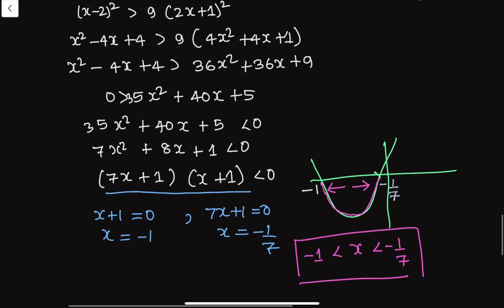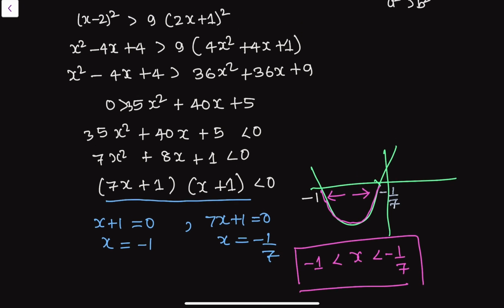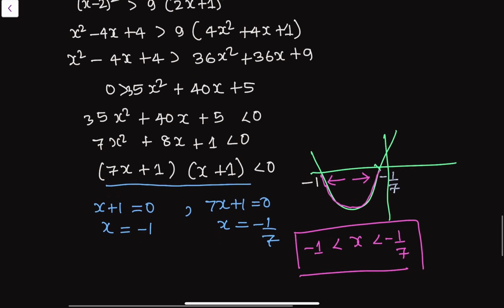So to solve the modulus linear inequation, what you can do is square both the sides, simplify, you get a quadratic, factorize, and get the critical values. These are the critical values. Then plot the quadratic function curve, and then you get the solution.